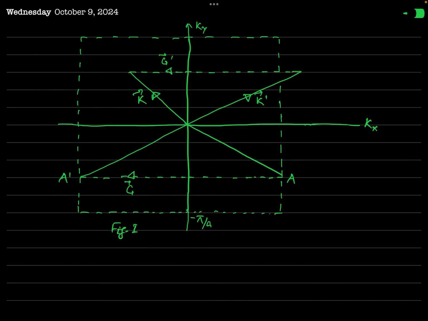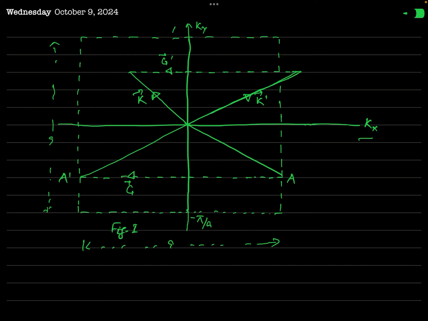in this first figure. Here I have shown the first Brillouin zone of a square lattice of side a. This dotted square represents the square lattice of side length a, so this is equal to a, and this is also equal to a. Here I have noted kx on the x-axis and ky on the y-axis. And you can see this k dashed vector is outside of the first Brillouin zone.